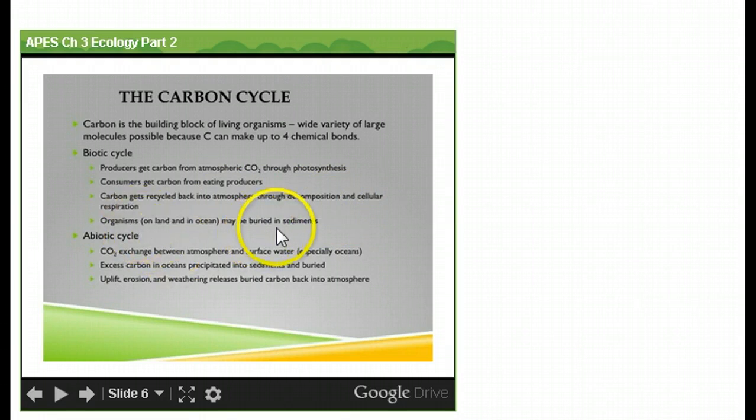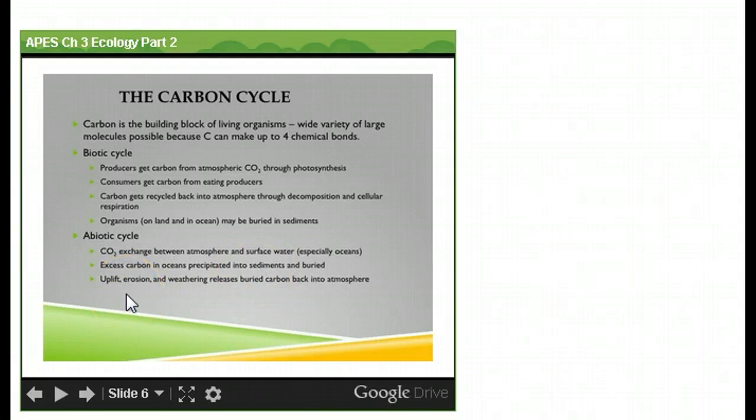Sometimes organisms can be fossilized in sediments, and that gives us fossil fuels. Those are all living parts of the cycle. We have non-living parts of the cycle, when carbon dioxide gets mixed into the ocean and then gets re-released back into the atmosphere. We have excess carbon in ocean animals and plants that go into sediments and become fossil fuels again later on.